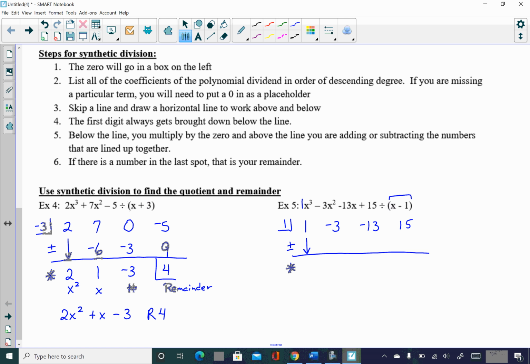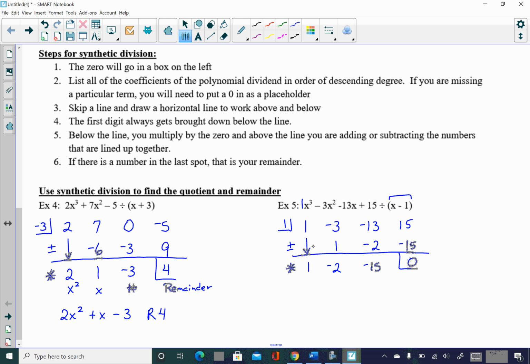Always bring the first term down. So I'm just bringing down that 1. Now from here, I'm saying 1 times 1, which is 1, above the line. So I'm adding these together. Negative 3 plus 1 gives me negative 2. Below the line, so I'm multiplying 1 times negative 2. It's kind of like you zigzag. And I'll give you negative 2. Above the line, add these together. Negative 15. Last term, 1 times negative 15. Gives you negative 15. Add. Get a remainder this time of 0.